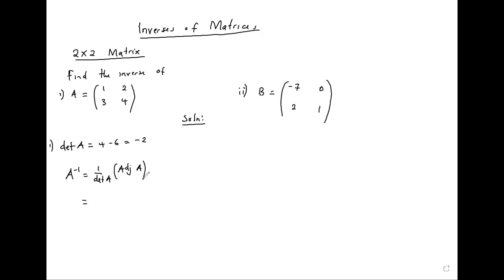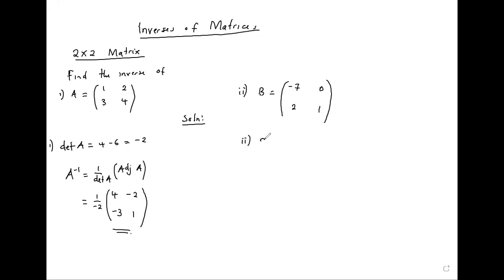So this is a matrix. Determinant is -2. By this adjoint, you switch. In the major diagonal, you switch the numbers. So we have 1, 4, so it will be 4, 1 in the major diagonal. In the minor diagonal, you change the signs of the numbers. So we will have -2 and -3 for a 2 by 2 matrix.